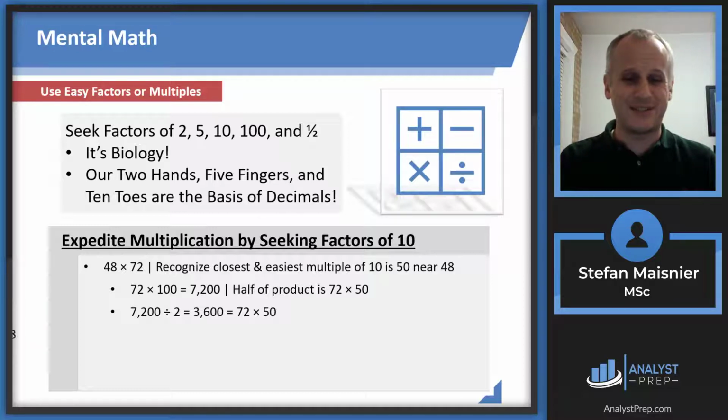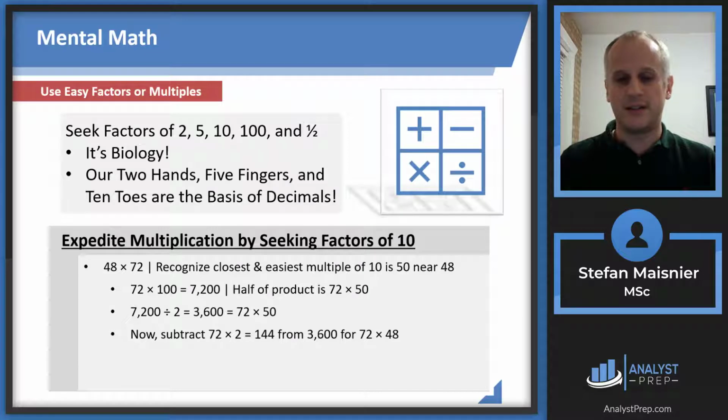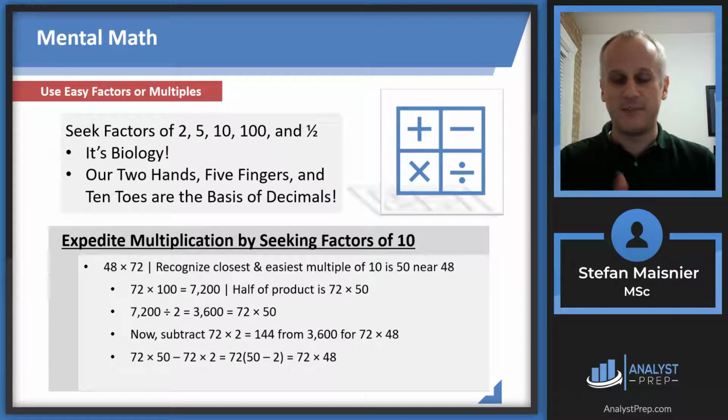So now we just have to subtract that 72 times 2 that's left over to get down to 72 times 48. So if we take away 72 times 2, or 144, and again, you can just do 70 times 2, 140, plus 2 times 2 for 4 to get to 144 if you haven't memorized that part of the times table yet. We just have to take away that 144 from 3600 to get to 72 times 48. So you can even see this illustrated through the true factoring, because if we did 72 times 50 minus 72 times 2, we can actually factor out the 72s.